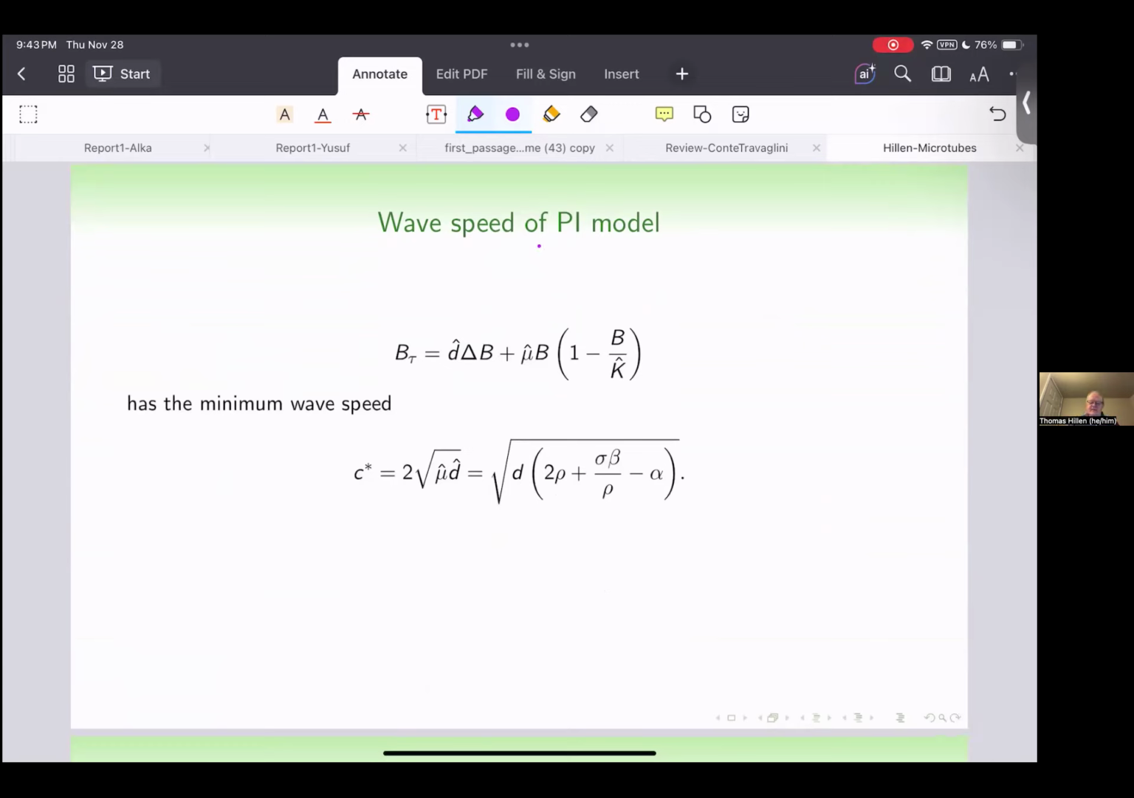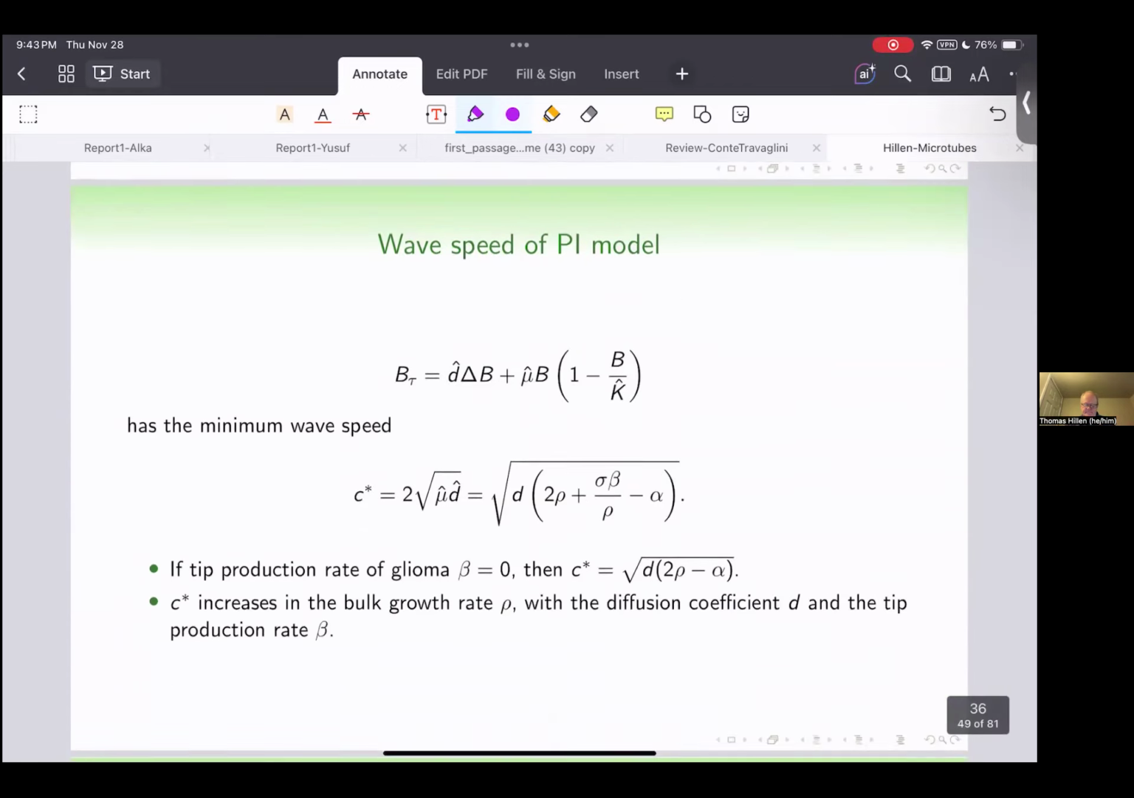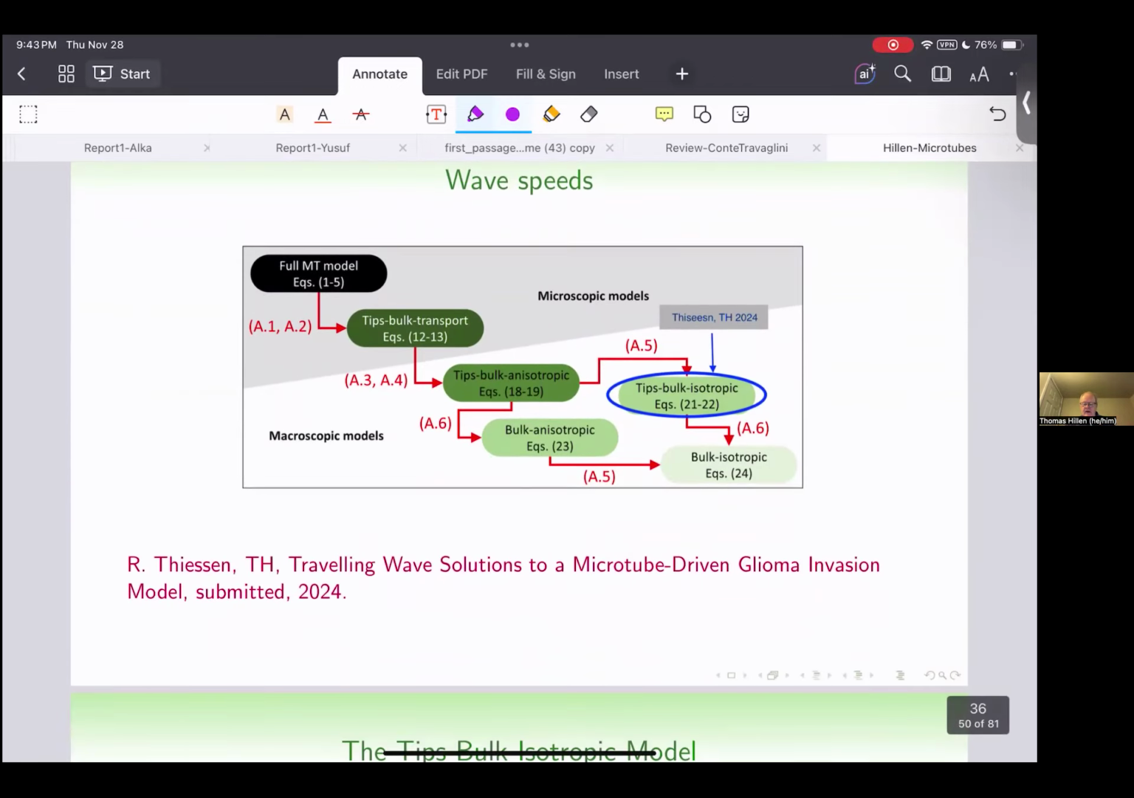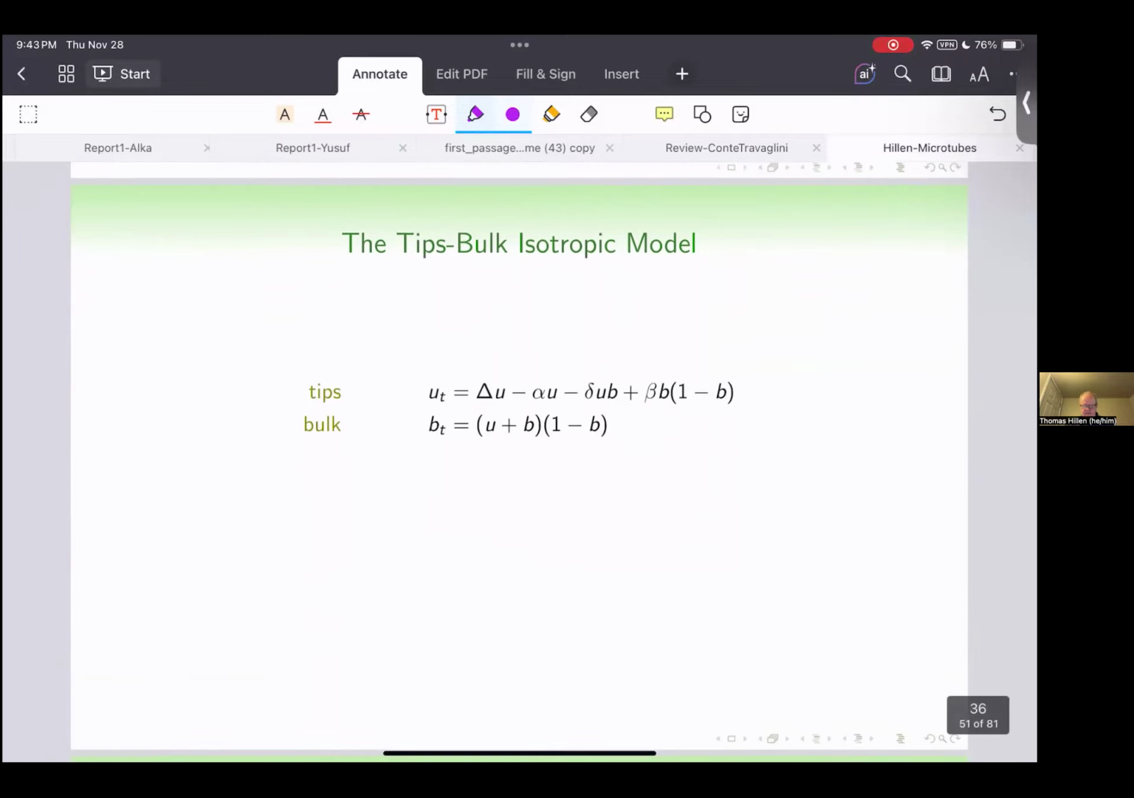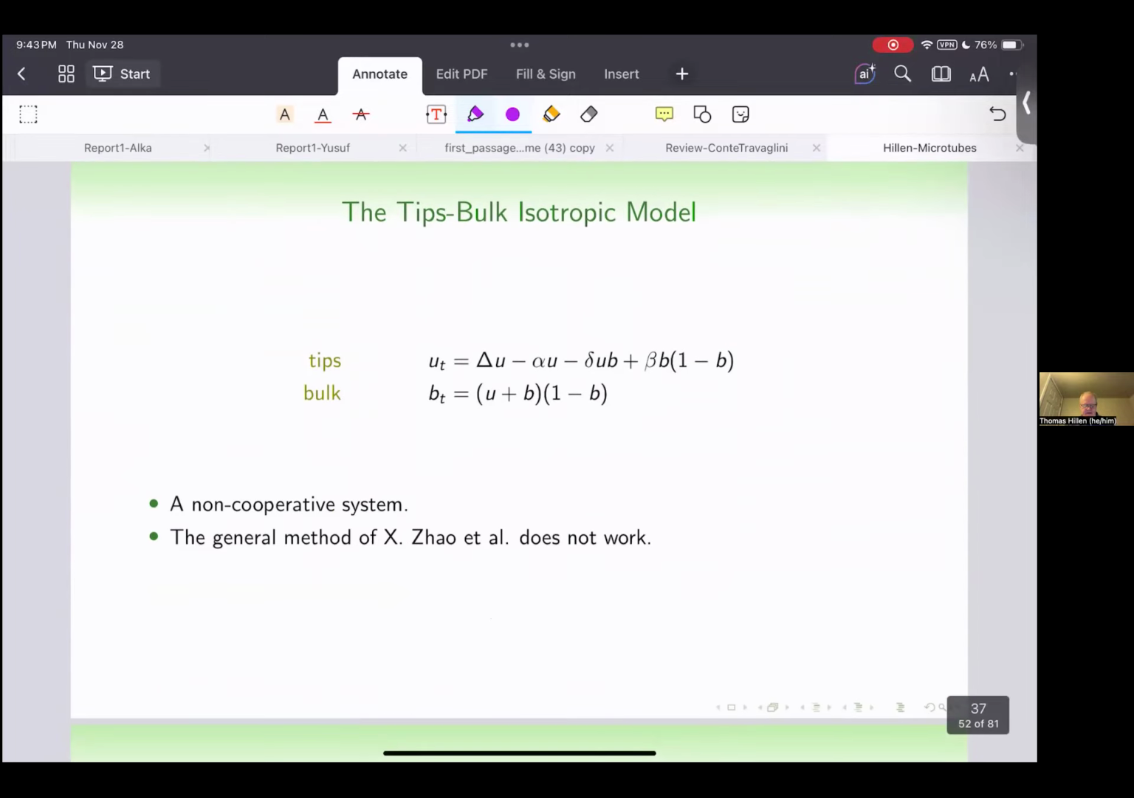For the PI model, the simplest one, we can just use the Fisher-KPP, okay? And we know exactly what the speed is in this case, which is nice. Now, for the go or grow model, Ryan Thiessen has figured out the traveling wave solution. This is a paper which we just submitted to a journal. And maybe I'll show you this here.